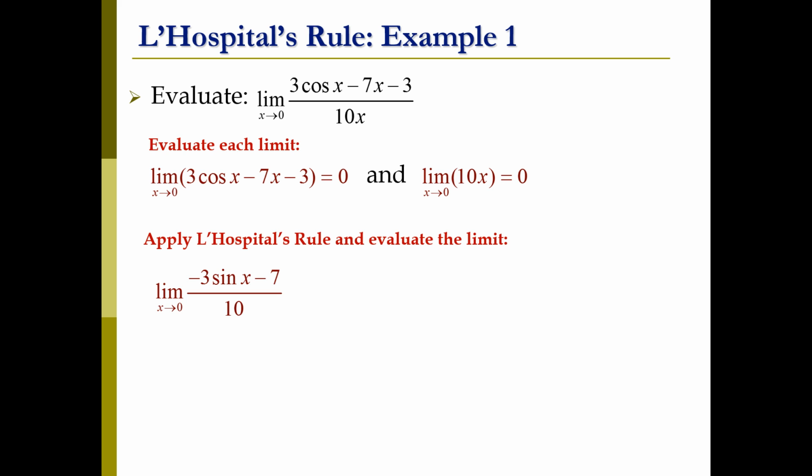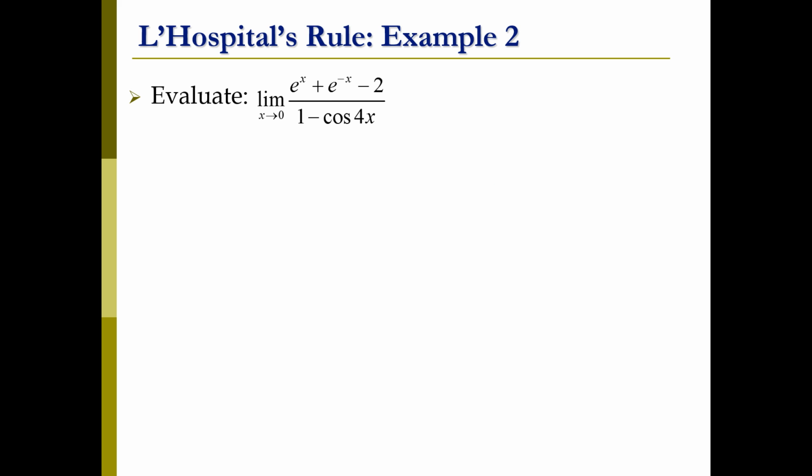The derivative of the numerator is negative 3 sine of x minus 7. The derivative of the denominator is 10. Once again, we could go ahead and use direct substitution. We're left with negative 3 sine of 0 minus 7 over 10, or negative 7 over 10.